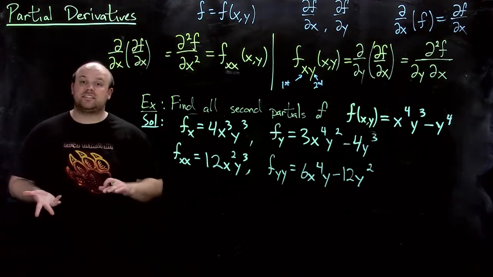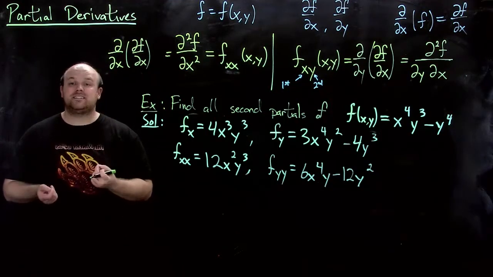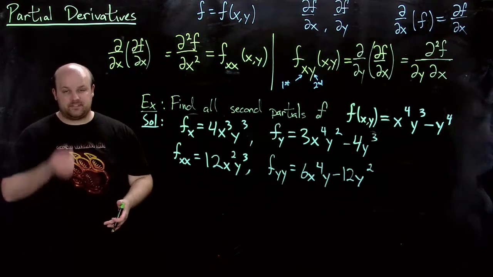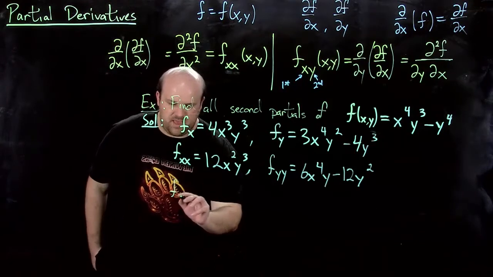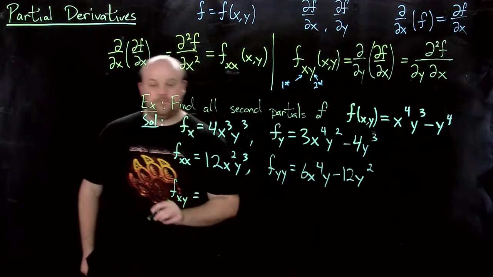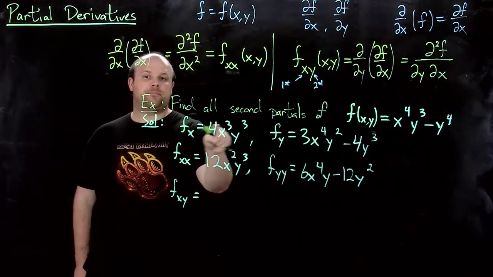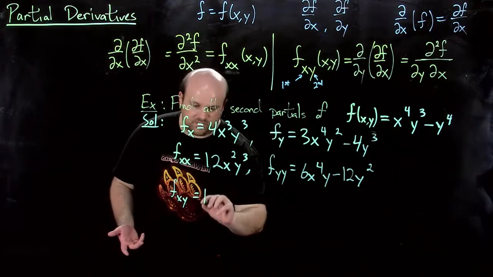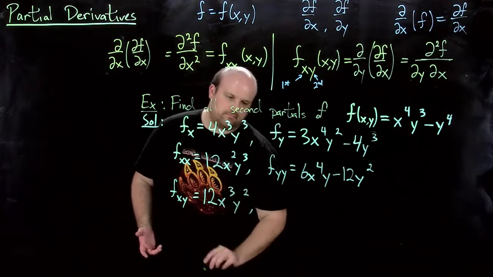Now let's do the mixed partials. We call them mixed partials because they mix up the variables that we're taking the derivatives with respect to. So fxy is the first one. We have to take the derivative of this guy up here with respect to y this time. And that gives us 12x cubed y squared.